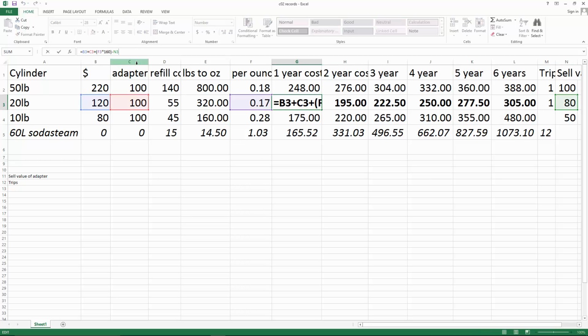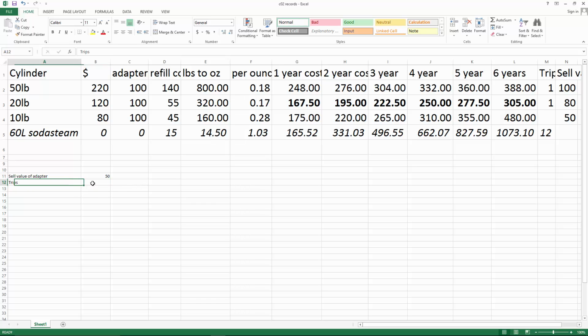So that's how I calculated it: the initial startup cost plus about 160 ounces a year. That's what I think I use, about 160 ounces. So 160 ounces times the per ounce charge minus the sell value of the cylinder, because at the end of the day, I could sell the cylinder. So that's not a sunk cost. That's a cost that I can recuperate later. The other thing I'm not incorporating is that the adapter has a sell value. I could probably sell the adapter for $50 as well.